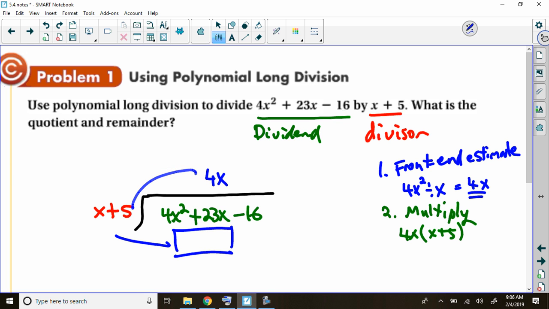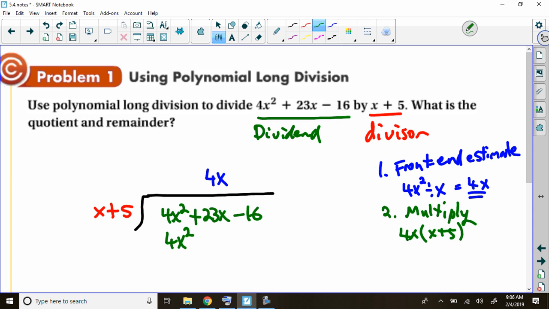So 4x times x is going to be 4x squared. And 4x times 5 is going to be 20x. Now, I saw some people the other day leaving out operators. Remember, polynomials have terms, and the terms are all separated by operations. In this case, we need an operator, and that operator is going to be the addition sign, so we'll have a plus right there. Okay, so that's my second step.